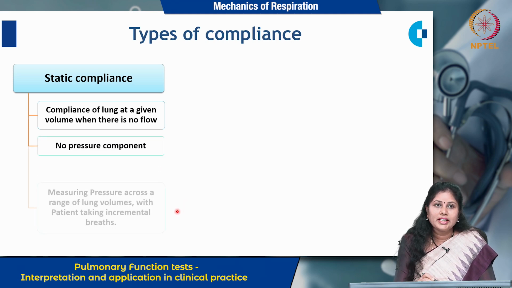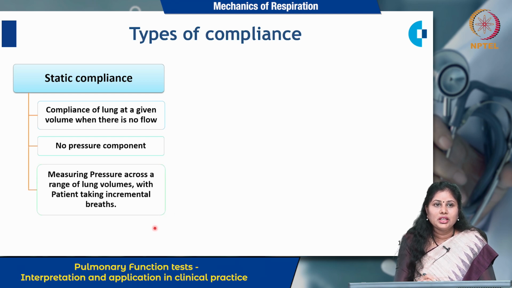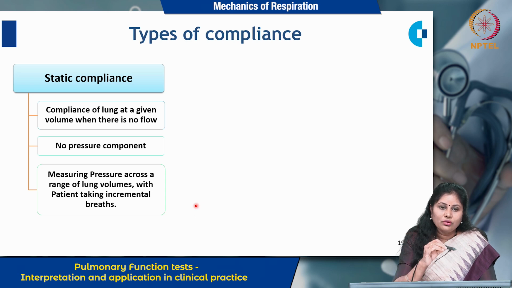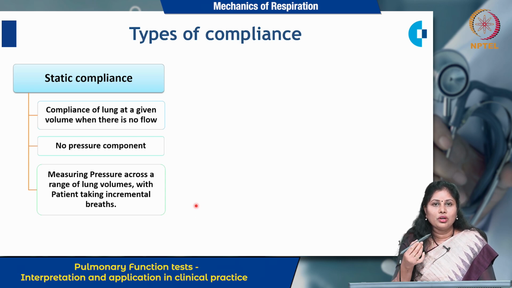Now how can we measure the static compliance? We can measure the pressures across a range of lung volumes. For example, the patient is asked to take incremental breaths from a spirometer, which gives a known volume of the air that is breathed. After inhaling a particular known volume, the mouthpiece of the spirometer, which is attached to a manometric device that can measure pressure, is shut and the pressure is measured. For that volume, how much is the pressure? For the next increment of volume, how much is the pressure? Like that, we can measure the incremental volumes during inspiration and the pressures associated with them.